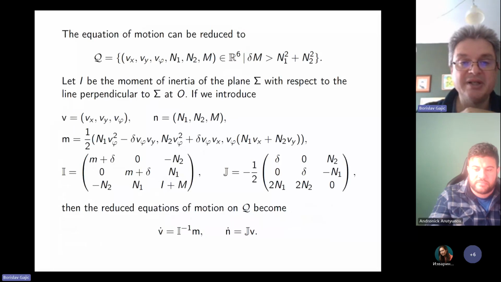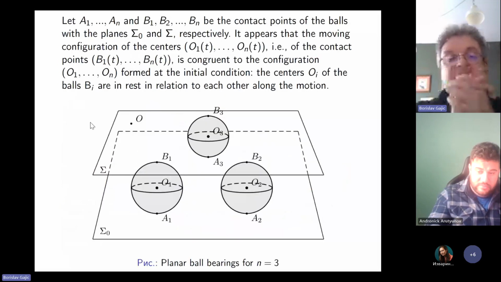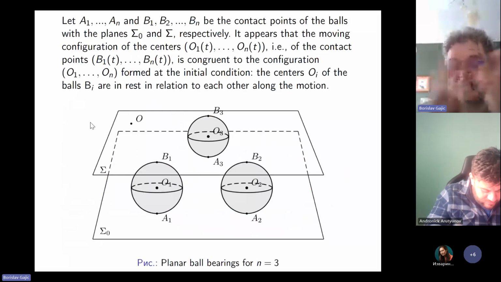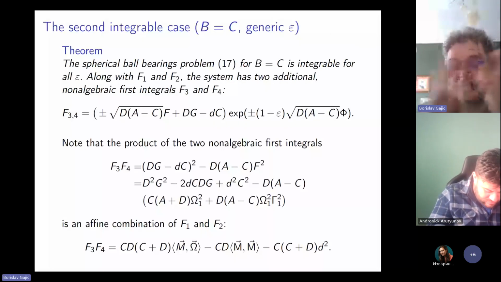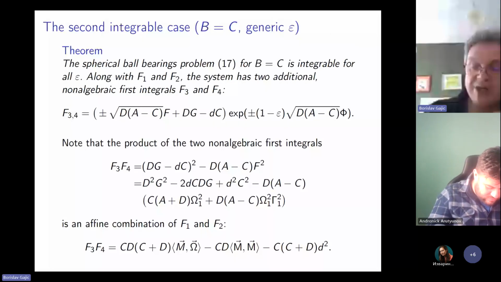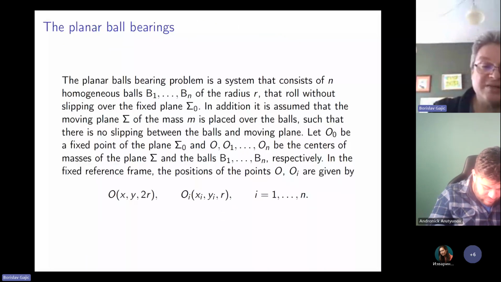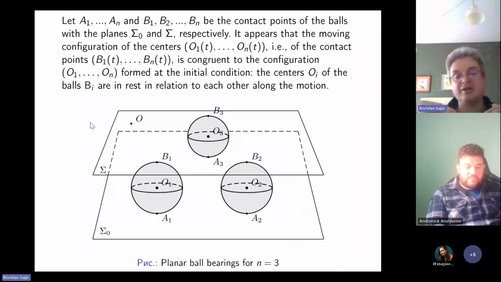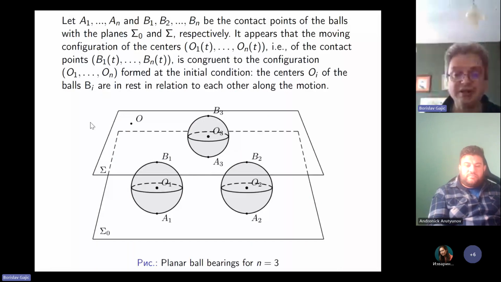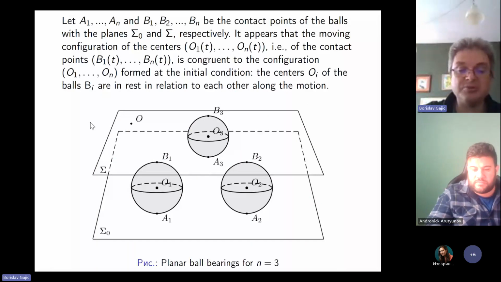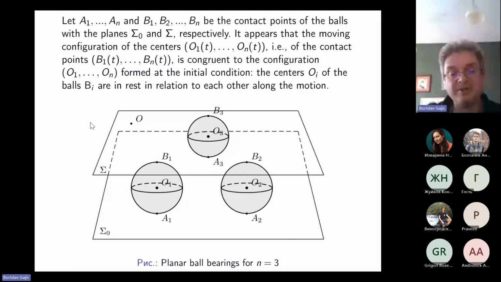We have another problem which we also solved. So the planar ball bearing. Imagine that the inside sphere and outside sphere radii are going to infinity. As a result, we obtain one fixed plane, sigma 0, with moving balls over it and a moving plane above. So this is the planar ball bearing problem.